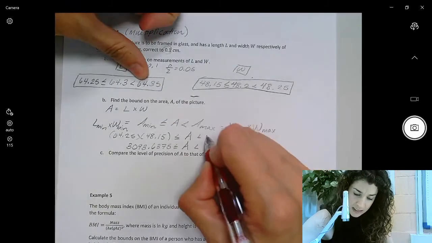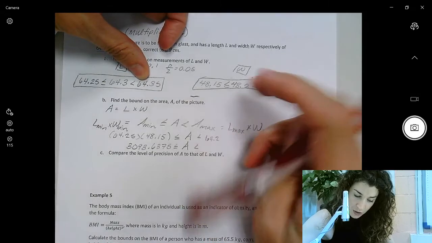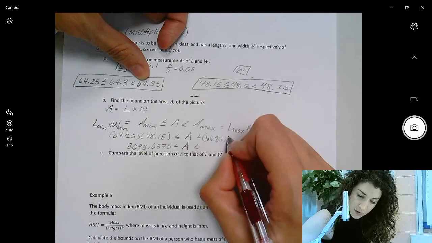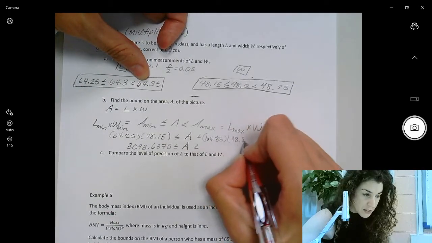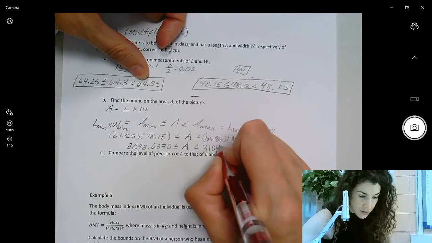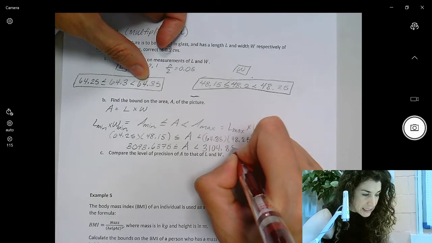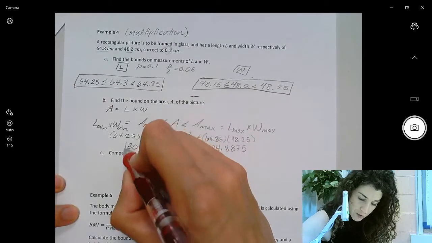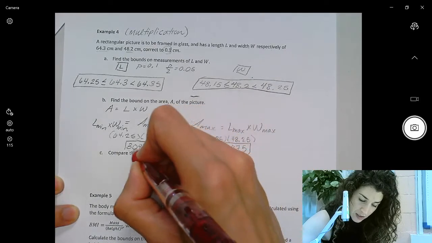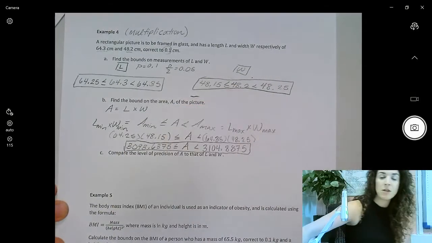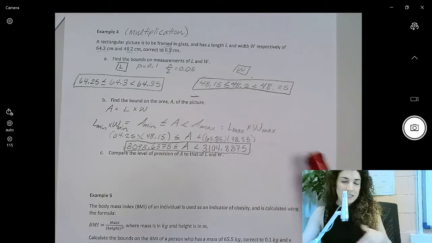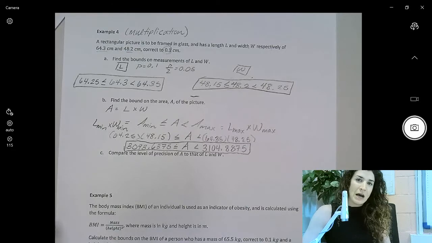And then we take our two maximums. So that's 64.35 times 48.25, which is 3,104.8875. And those are your bounds. It doesn't tell you how to round it, and there are differing opinions on how you should round it with bounds. And for you guys, it doesn't really matter. As long as you took the right numbers and multiplied them together, it doesn't matter really how you round here.